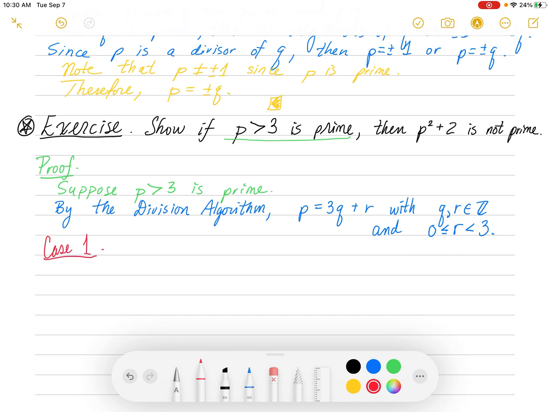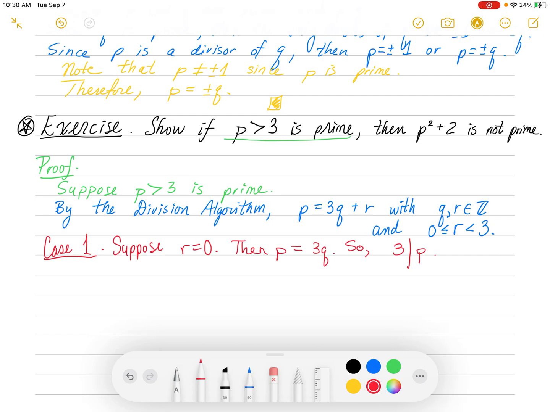What happens when you have a remainder of 0? Let's suppose the remainder is in fact 0. We're going to actually show this can't happen. If R is 0, then P is equal to 3Q, right? If I plug in 0 for R, I get 3Q. So that means 3 divides P. P is a multiple of 3.